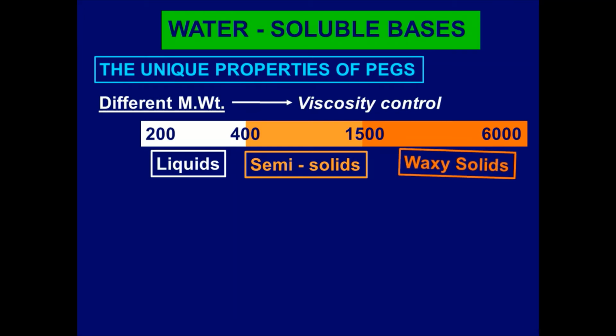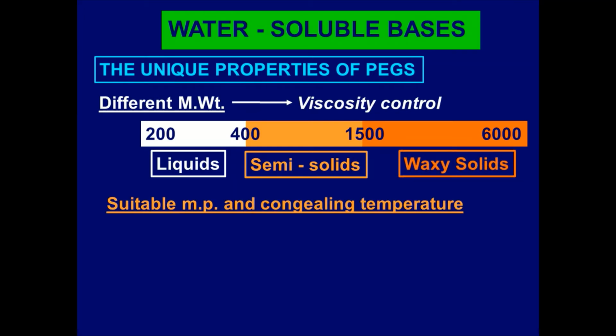We usually use waxy solids. They have suitable melting and congealing temperatures, as we said before. These substances resemble fats in having a suitable melting point, not a very high melting point, and they congeal at room temperature, so they are suitable for being an ointment base.